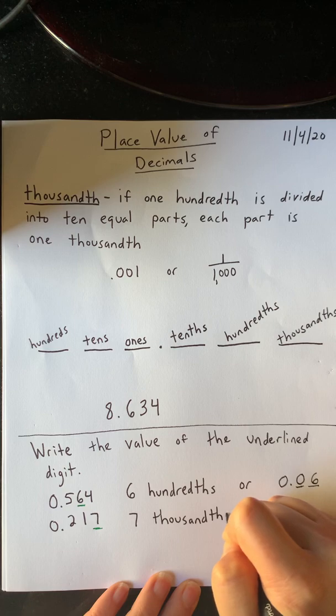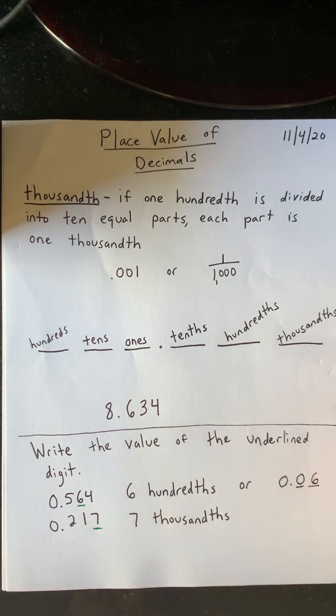Notice I'm writing that THS ending. So on Schoology, this is how you type in your answer. 7 space, and then you spell out the word thousandths. Careful that your spelling is correct. They do mark it wrong when the spelling is not correct. So you might want to use your notes to know how to spell it.